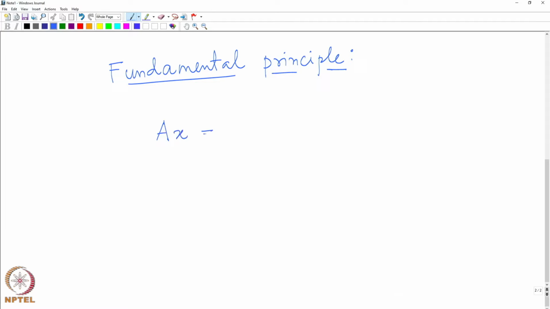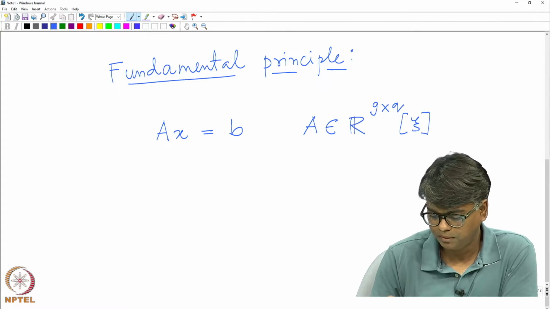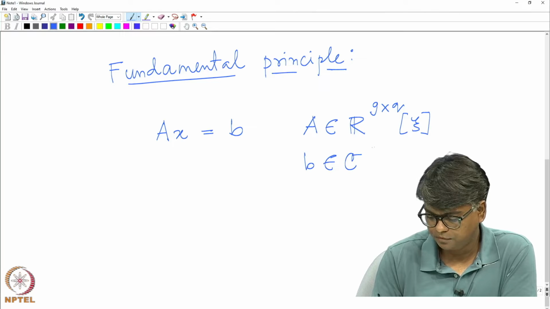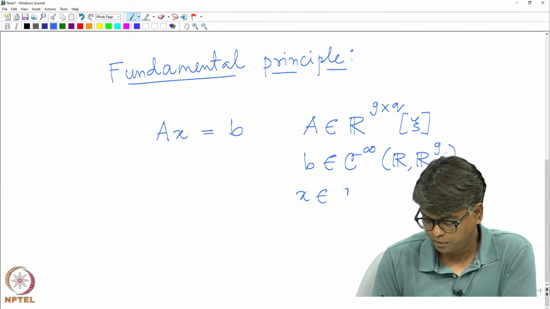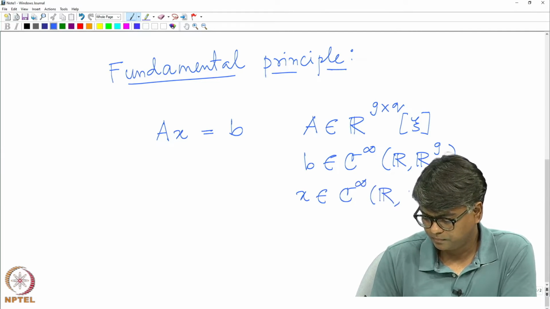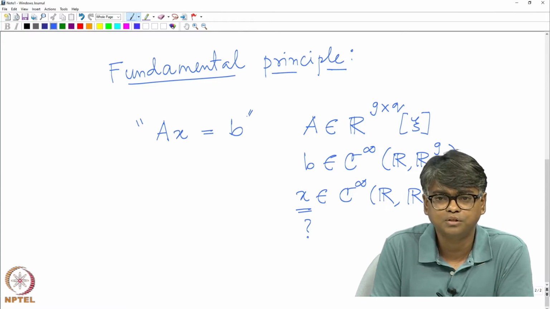Ax equal to b. Yeah, but here remember what we have is this A matrix is now a polynomial matrix of size, let's say G cross Q. Yeah, a polynomial matrix. B is a C infinity function of size G, and X also is required to be a C infinity function, but X is not known, right? And we are asking when is this equation, when is this differential equation solvable?